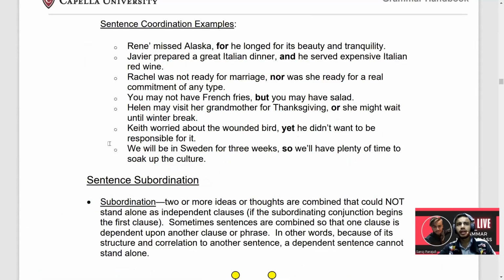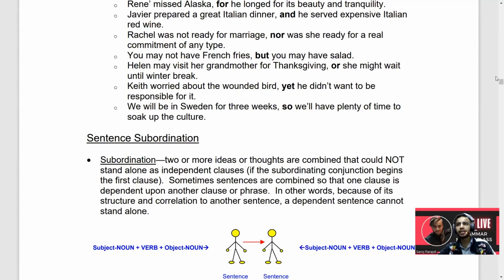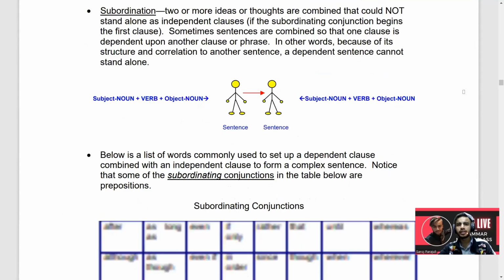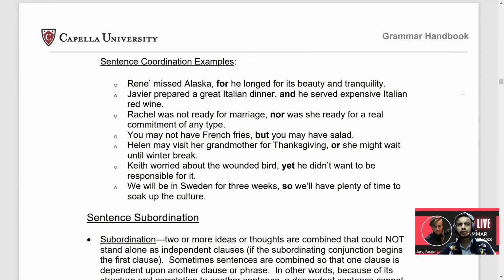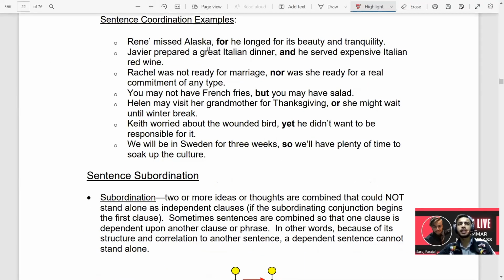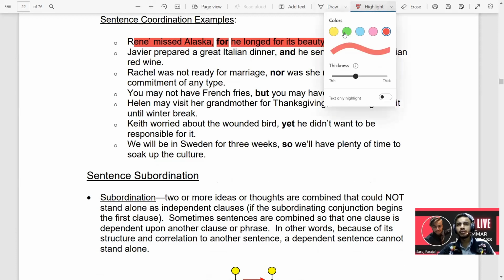Another thing. Now, sentence coordination examples. Let us have a look at some sentence coordination examples, guys. Now, Rene missed Alaska. Rene missed Alaska. It is one sentence. And what is over here? For he longed for its beauty and tranquility. Now you can see, okay, I will show you.